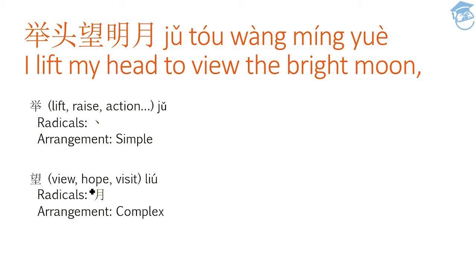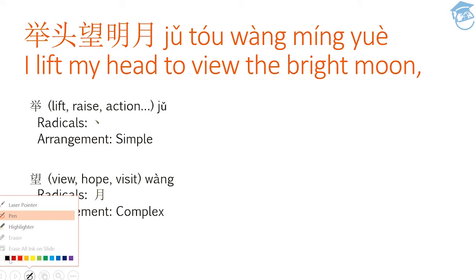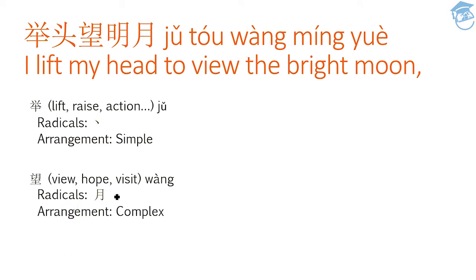Wang has the meaning of... This is the pinyin Wang, and the radical is this one. The arrangement is complex. As you can see, there's a top and bottom component, while the top component has left and right components. Let's look at how to write Wang. 1, 2, 3, 4, 5, 6, 7, 8, 9, 10, 11. Okay, 11 strokes for this word, 望.